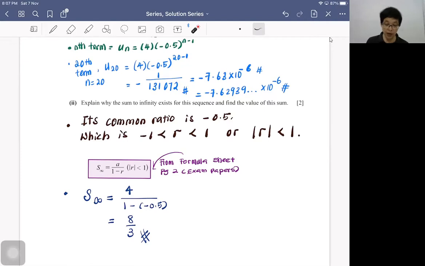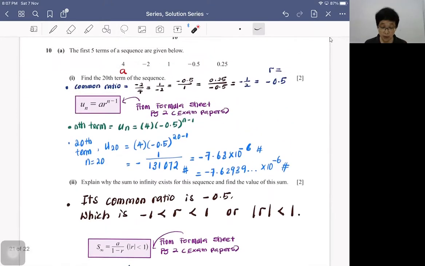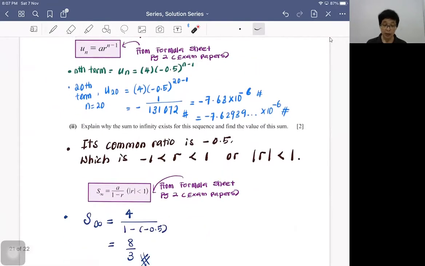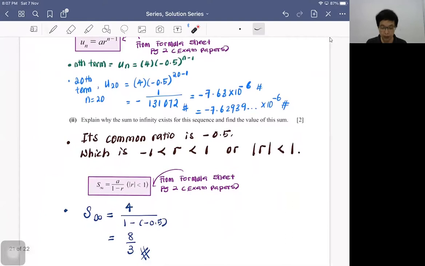First, explain why the sum to infinity exists. Well, we know, okay, it was even hinted to us on the formula sheet that the sum to infinity exists only on the condition that the common ratio must lie less than 1 and bigger than negative 1.